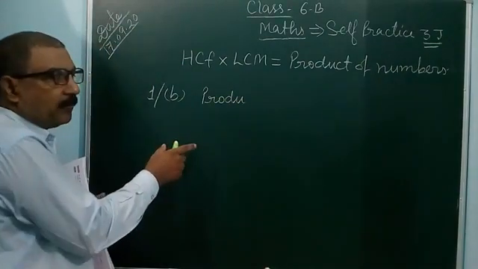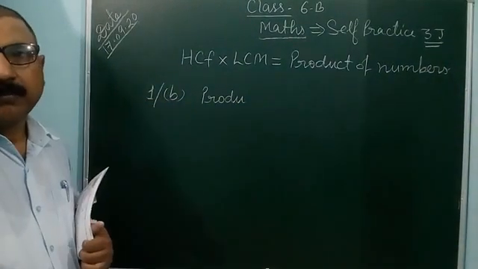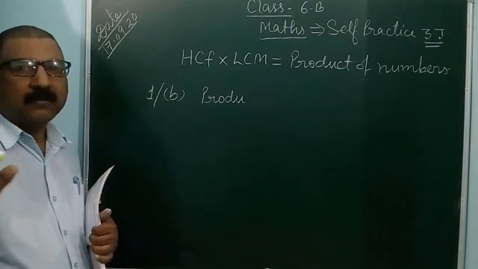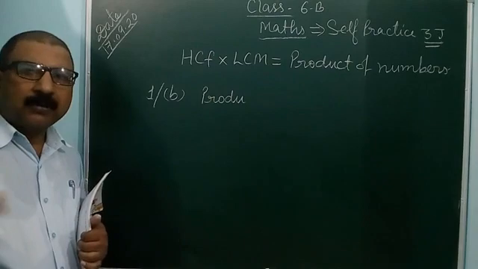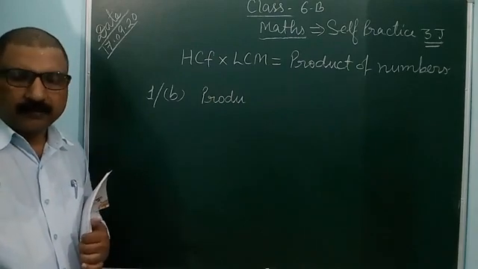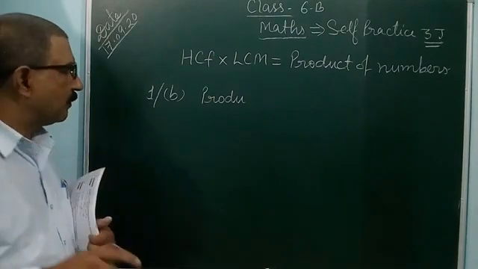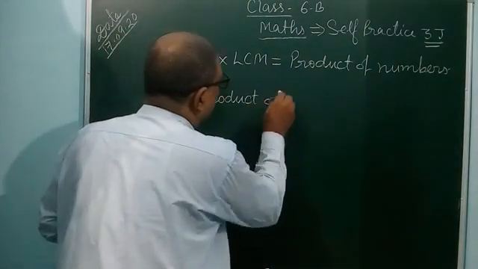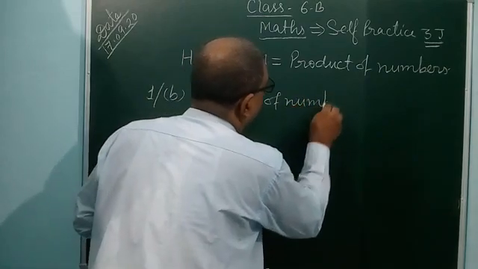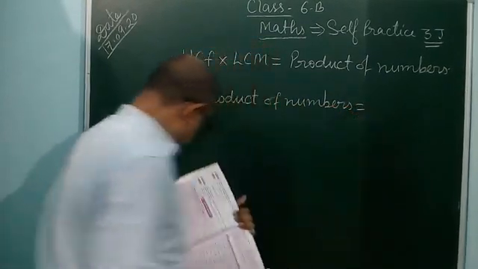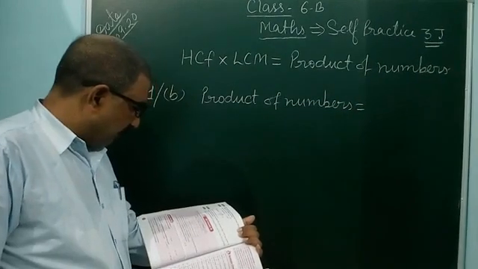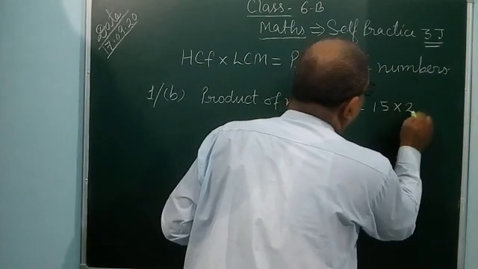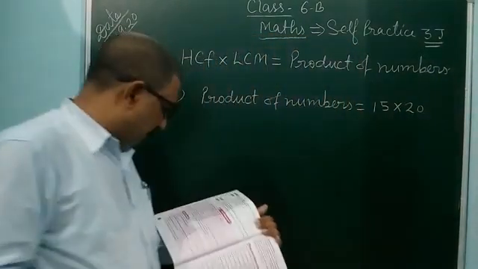you can write in the copy, you can make a box, but you should explain one by one. Without explaining, without doing, don't fill the table. Before filling the table, you solve nicely in your copy. After that, you can write the answer. It is given product of numbers as 15 multiplied by 20.